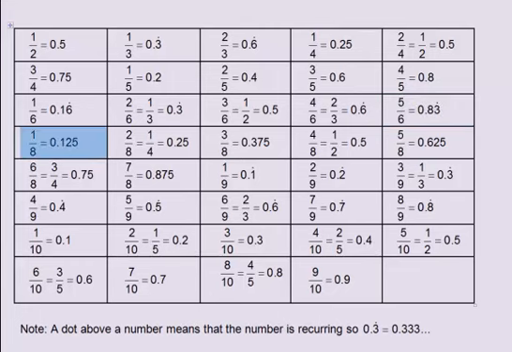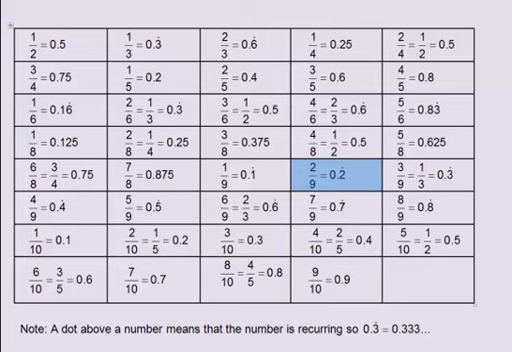1/8 equals 0.125. 2/8 equals 1/4 equals 0.25. 3/8 equals 0.375. 4/8 equals 1/2 equals 0.5. 5/8 equals 0.625. 6/8 equals 3/4, which equals 0.75. 7/8 equals 0.875. 1/9 equals 0.1 recurring.